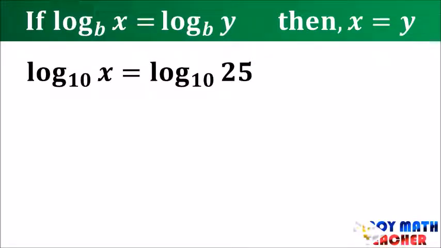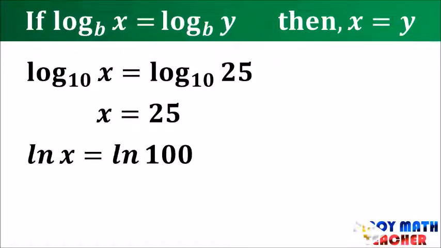So we have x equals 25. So next we have ln x equals ln 100. So parehas lang ng bases yung natural logarithm ng magkabilang side ng equation. So ibig sabihin, pwede na nating i-equate yung arguments ng natural logarithm. So we have x equals 100.